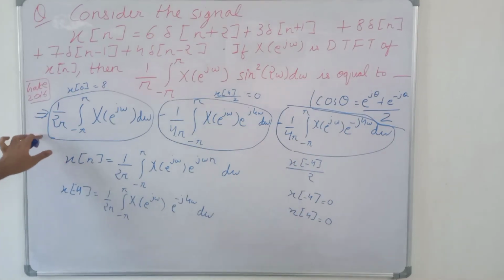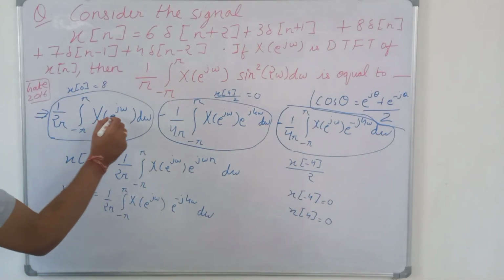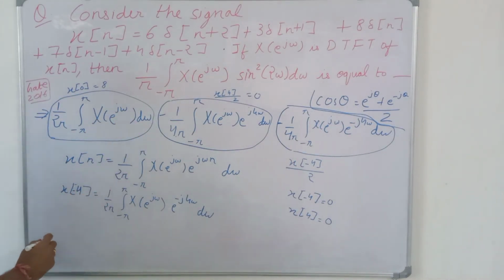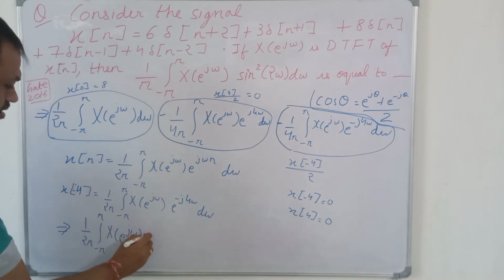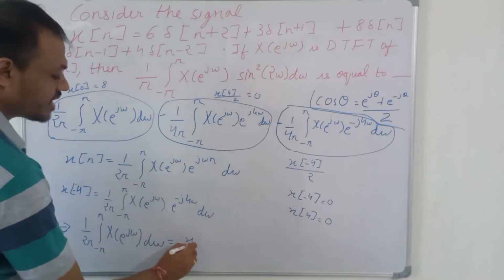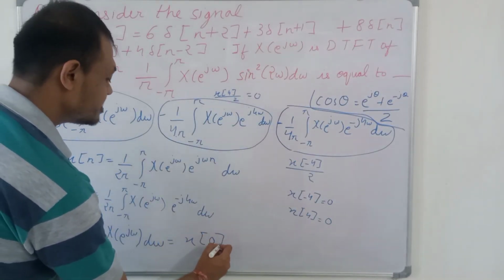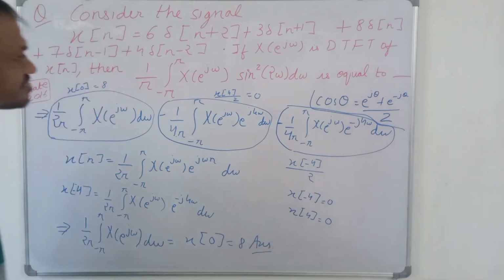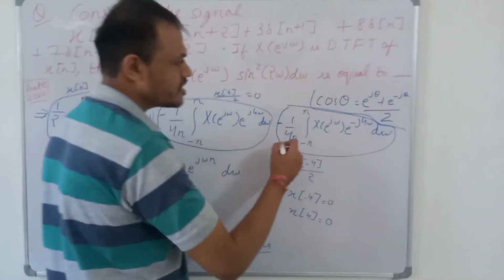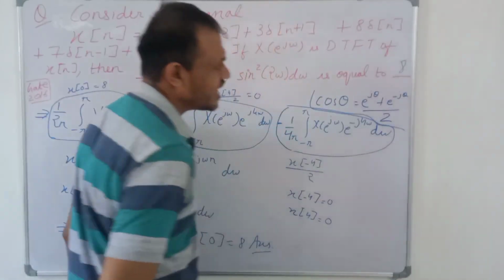So our expression will only be equal to 1 upon 2 pi, integral from minus pi to pi, X of e to the power j omega d omega, which is equal to x of 0, which is equal to 8. So the correct answer is 8, because these two terms become 0. So the correct answer is 8.